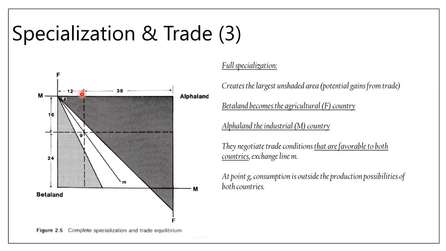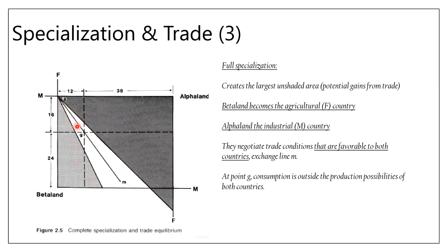So it's kind of like taking the old graph and just pushing it out to get maximum aggregate production. So 38 and 12 is 50, 24 and 16 is 40. That's as far as you can get in the production of combined food and machines. And so you end up with food production and trade from one country, and you end up with this bigger slice here of unshaded gains from trade area.